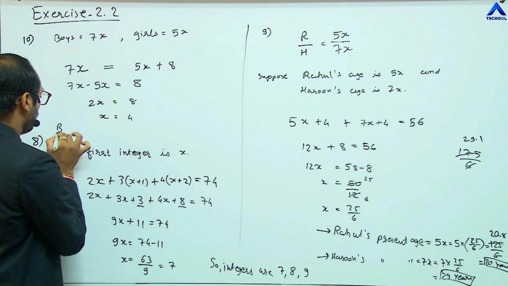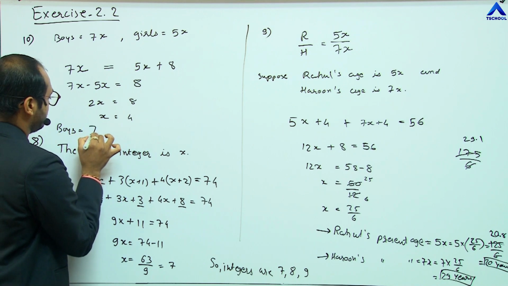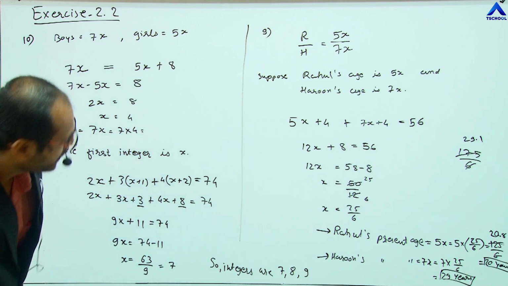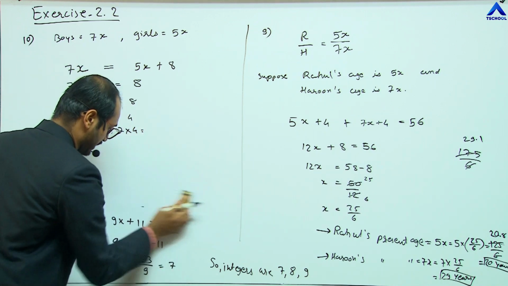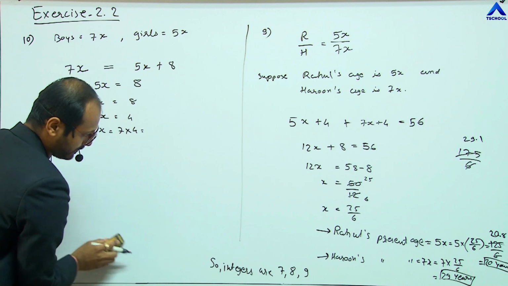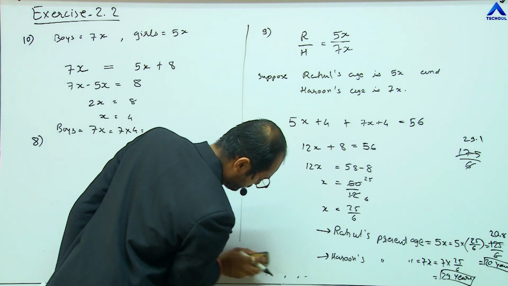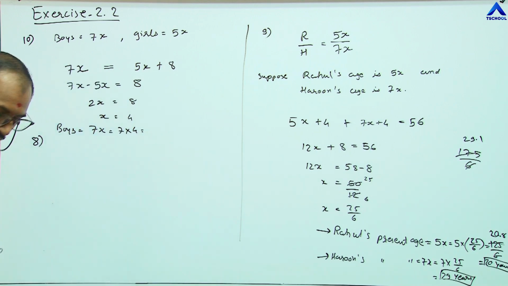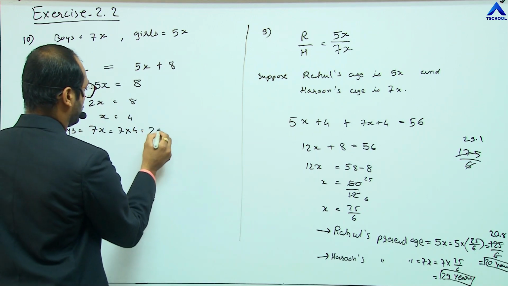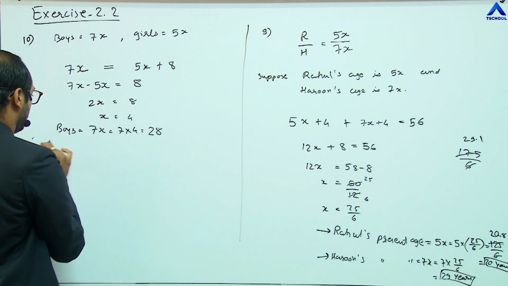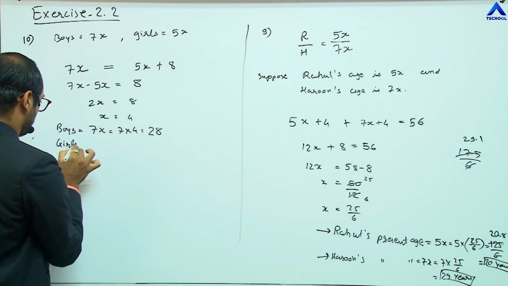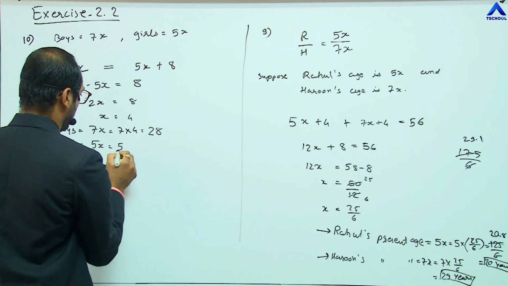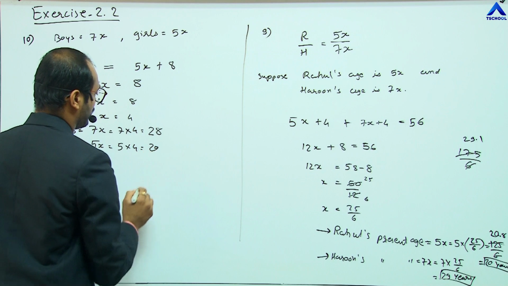So the number of boys is 7x, that means 7 multiplied by 4. 7 fours are 28. So the number of boys is 28 and the number of girls is 5x. So 5 multiplied by 4, that is 20.